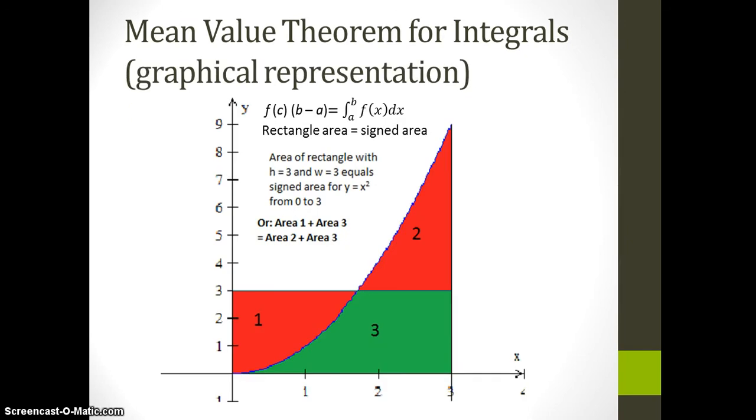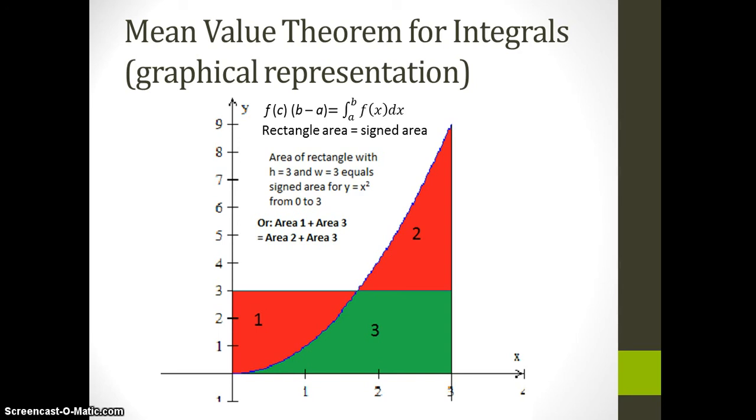So, a graphical representation. We just said that f of c times b minus a is equal to the integral from a to b of f of x dx. Well, one way that we can represent the left side of that equation is as a rectangle, where f of c is our height, denoted by the height of 3 on our diagram, and b minus a is the length of the interval, or the width of the rectangle. So what this mean value theorem says is that that rectangle area is equal to our signed area, where the height of the rectangle is whatever the average value of the function is. It's a pretty powerful theorem.